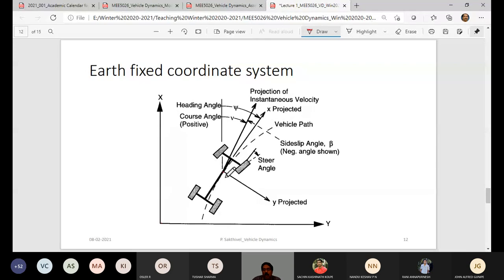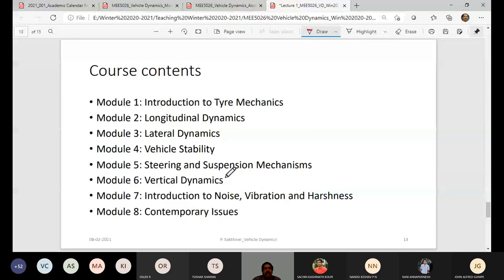And with that briefing, I would formally make you look at what the course content is. This course is described in your syllabus copy by 8 modules. So we have module 1, introduction to tire mechanics, module 2, longitudinal dynamics, module 3, lateral dynamics. Module 4 also covers longitudinal as well as lateral dynamics together, which you call vehicle stability. And module 5 is special again, steering and suspension mechanisms and their influence on the lateral stability of your vehicle that we are going to study.